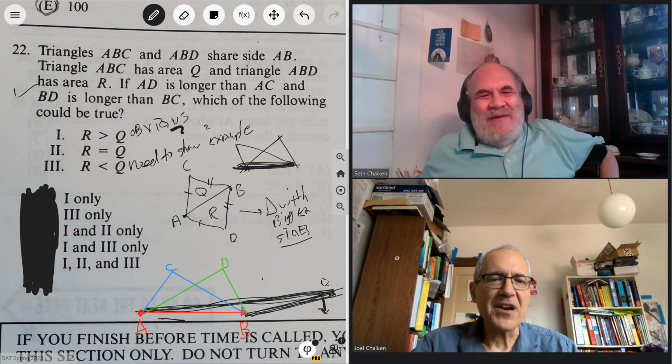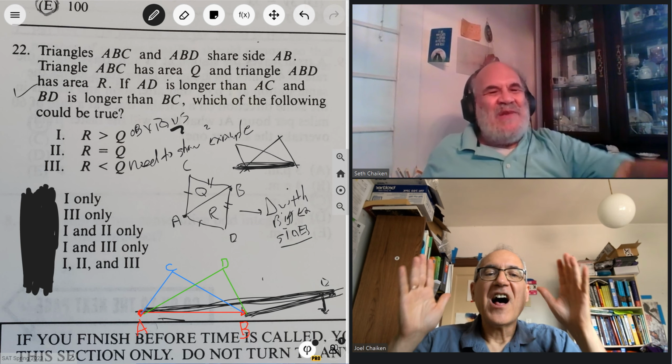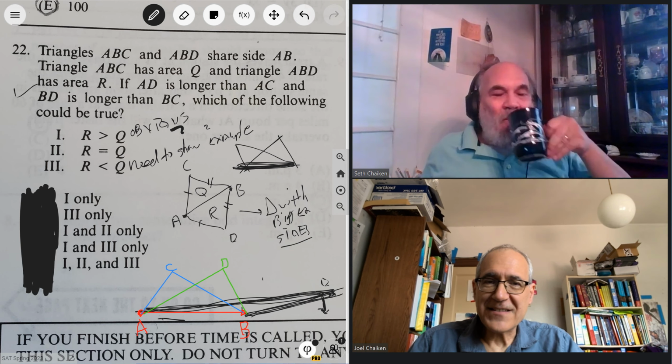So, big approach: if you are comparing areas of triangles, try to get a common base. That's a big takeaway. If you're ever asked to compare triangles or parallelograms or any shape, get a common base. And that's really the secret key to the problem.